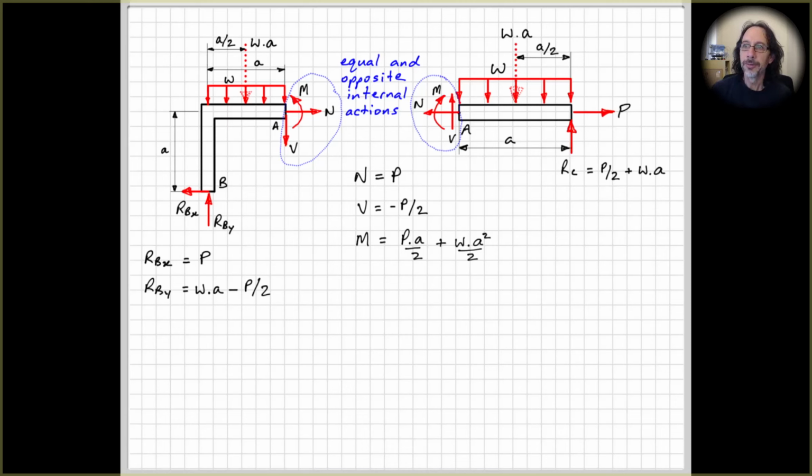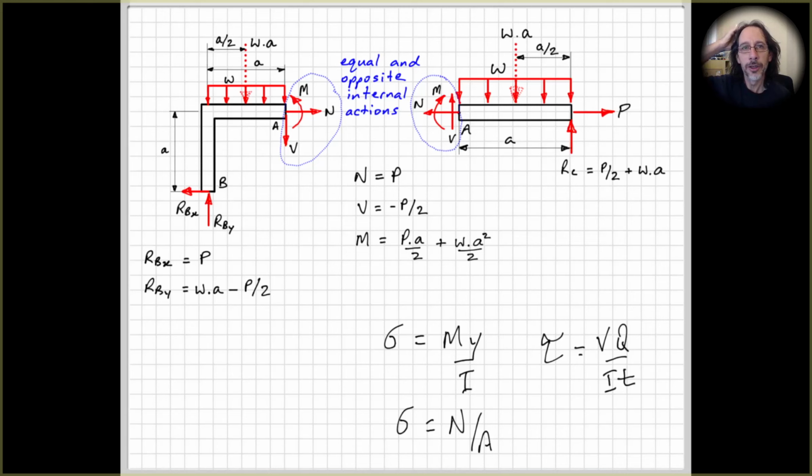All right, so as I said at the start, what we now do with these internal actions would be to use them to calculate the stresses. So for example, this will be in bending, so the stress from the bending will be equal to M y upon I. There will be an axial stress, normal stress from the axial load, or the normal load, so we'll have N over A, and we'll also have shear stress. So there's an average shear stress, which is V over A, but for a beam in bending, it will actually be this equation, VQ upon I t, which we'll look at in later analysis of beams.